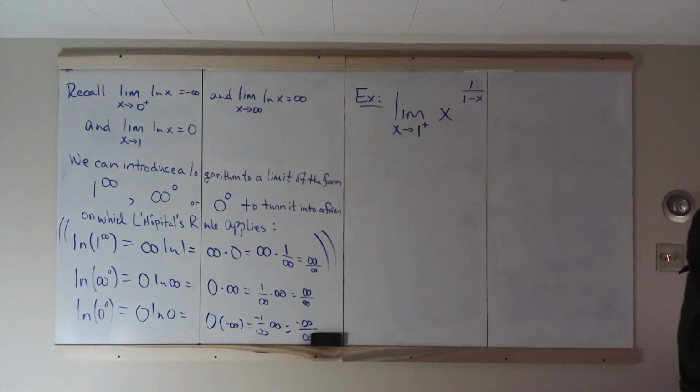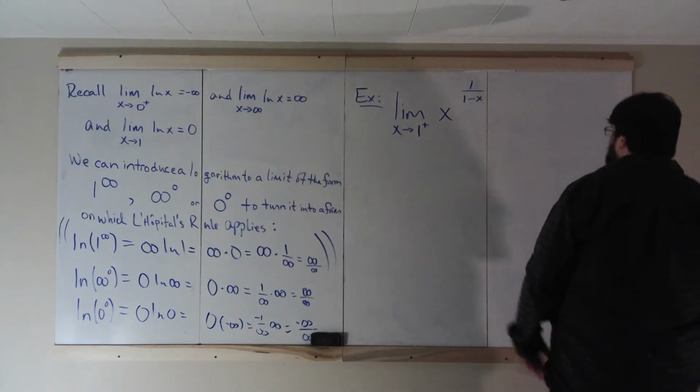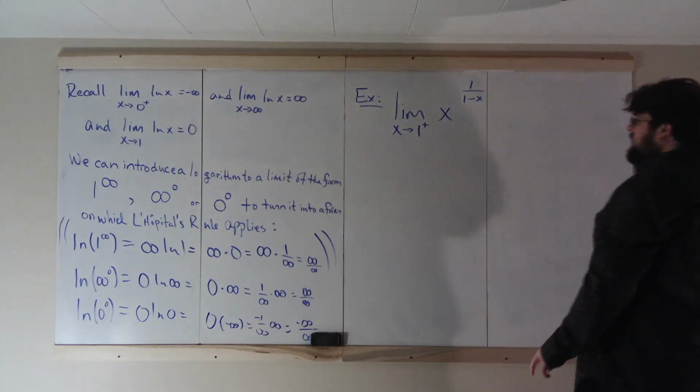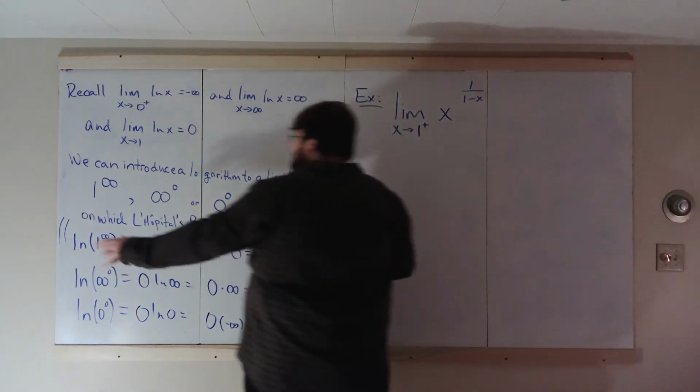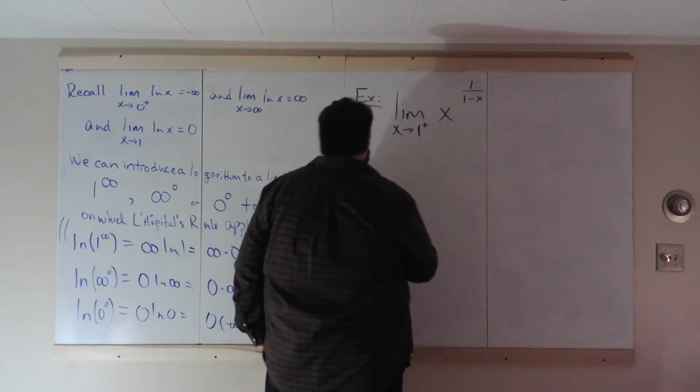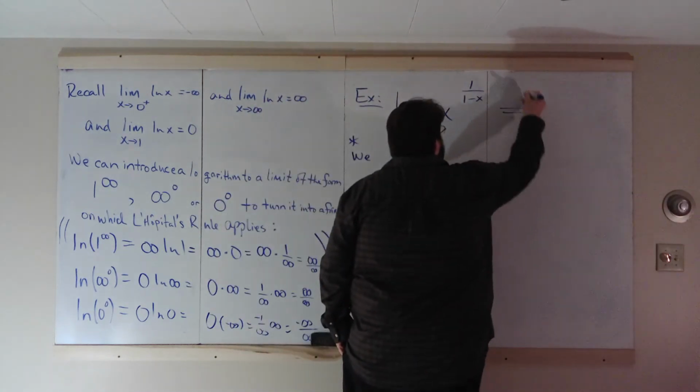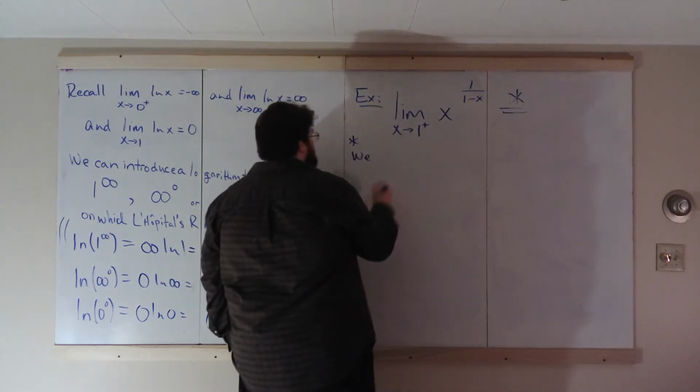But let's do this limit. Limit as x approaches 1 from the right of x to the 1 over 1 minus x. What do we get here? 1 to the 1 over 0. So 1 to the infinity. We can apply L'Hopital's rule. And what we're going to do is say that this equals, with a star, we compute.